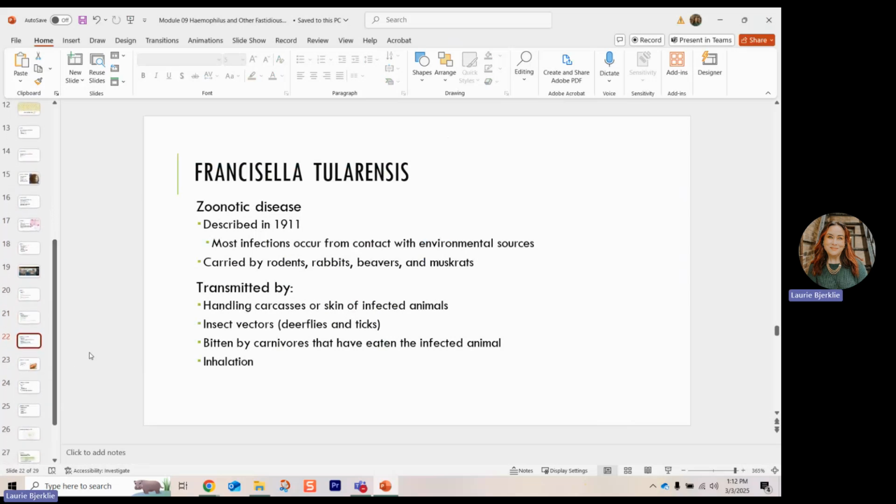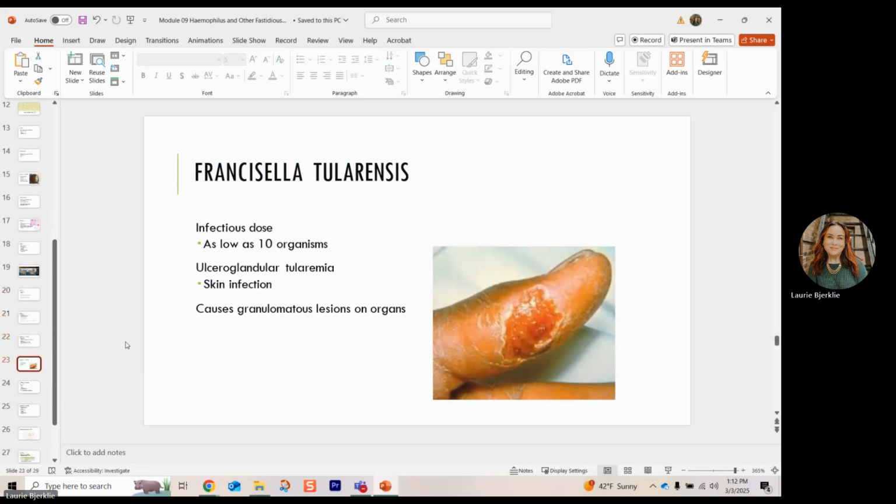Francisella tularensis is another zoonotic bacteria, mostly coming from rodents, rabbits, beavers, muskrats. So anytime you handle one of those infected animals or a dead animal, or if there was a vector like a deer fly that bit that animal and then comes and bites you, or if you're eating the animal, anything that deals with the animal, of course, you're going to pick up what we call tularemia. Tularemia is the infection caused by Francisella tularensis, the bacteria.